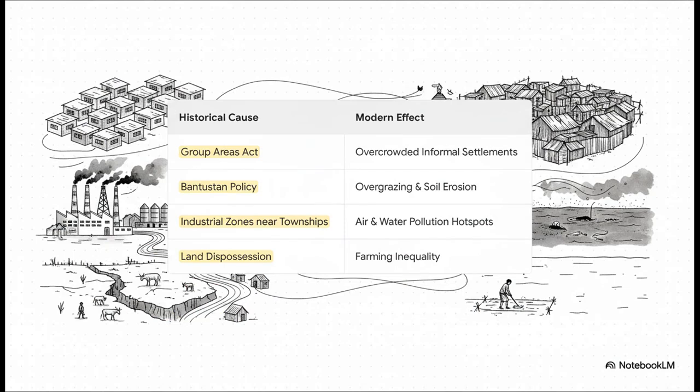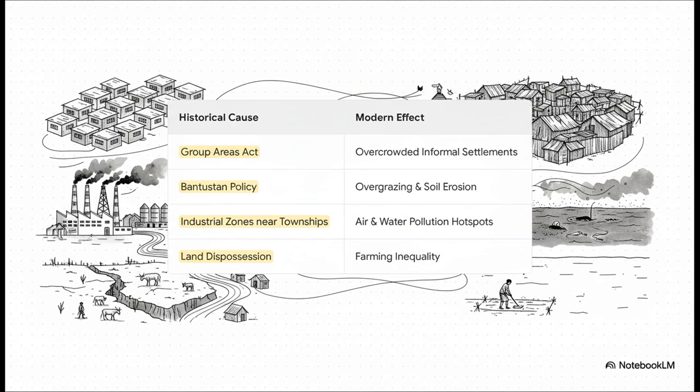And look at this. You can draw a straight line from cause to effect. The Group Areas Act forcing people into tiny designated areas, that leads directly to the overcrowded informal settlements we see today. The Bantustan policy, which pushed millions onto small, poor-quality bits of land, you get overgrazing and massive soil erosion.